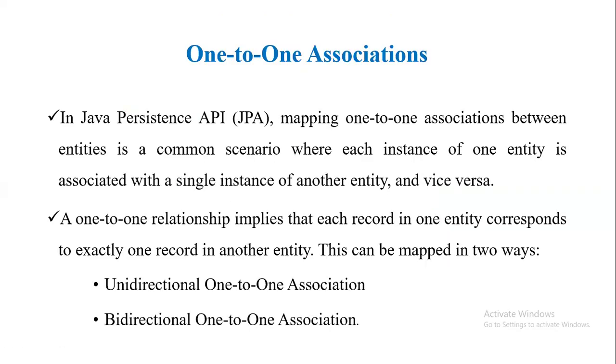Today's topic is one-to-one associations. In Java Persistence API, mapping a one-to-one association between entities is a common scenario where each instance of one entity is associated with a single instance of another entity and vice versa. A one-to-one relationship implies that each record in one entity corresponds to exactly one record in another entity. Also, it can be mapped in two ways: unidirectional one-to-one association and bidirectional one-to-one association.